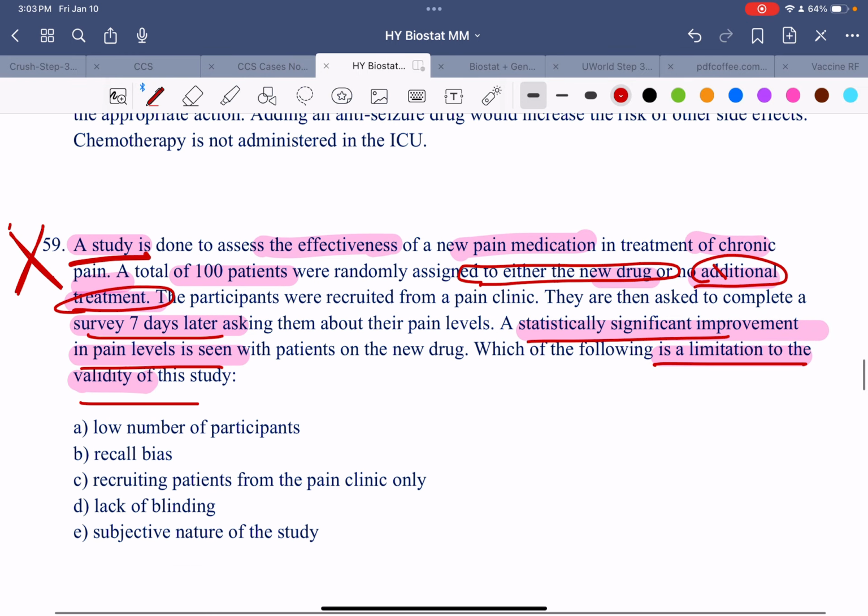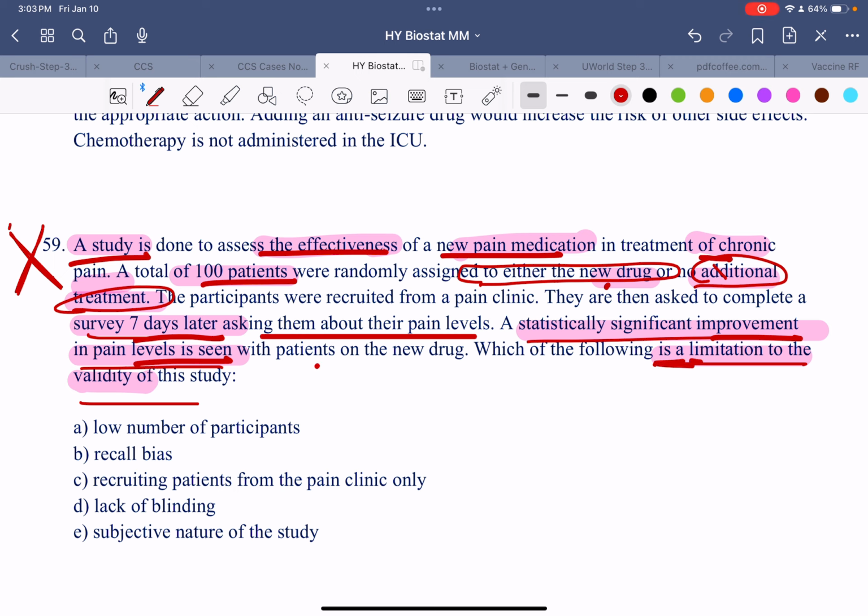A study is done to assess the effectiveness of a new pain medication for chronic pain. There's a total of 100 patients. They are assigned either the new drug or the additional treatment. And we do a survey 7 days later and ask them about their pain levels. There's a statistically significant improvement in the pain levels seen with the patients on the new drug. Which of the following is the limitation of the validity of the study?